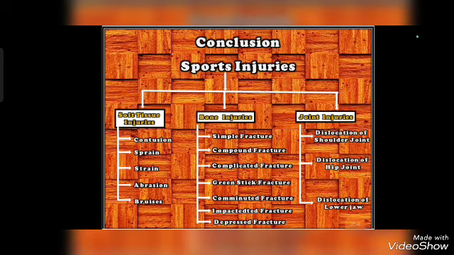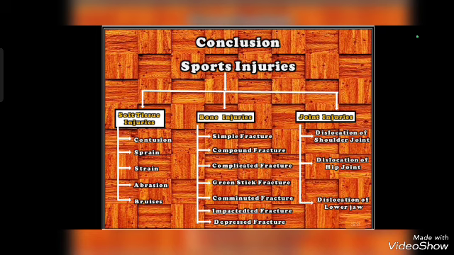So today what we have seen is about what sports injuries are and the classification of sports injuries. Coming to the conclusion and the recap of what we have discussed today. Sports injuries happen during the practice session or competition. They are classified into three major categories, that is soft tissue injuries, bone injuries, joint injuries.